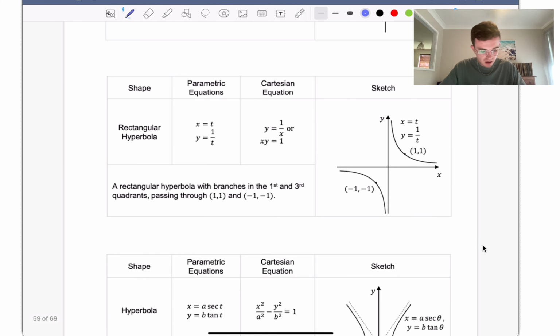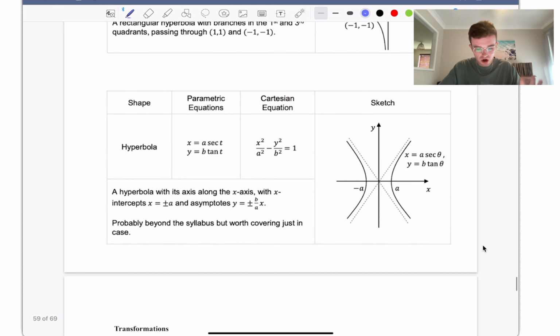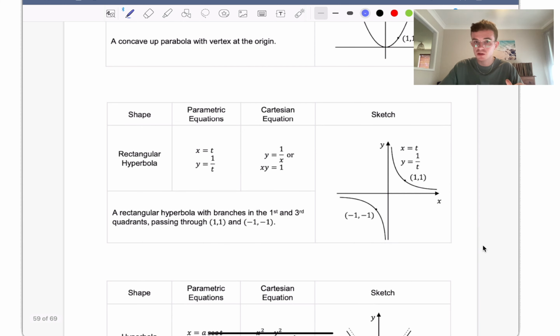A rectangular hyperbola is a normal hyperbola. You've got x is t and y is 1 on t, nice and easy. You don't have to know this one, but a hyperbola, some people call it a non-rectangular hyperbola, but it's just a hyperbola, and this is what hyperbolas normally look like. This is the special case of a hyperbola. It's a nice and easy hyperbola in which the two asymptotes are the x and y axes, perpendicular to each other, parallel to the x and parallel to the y.